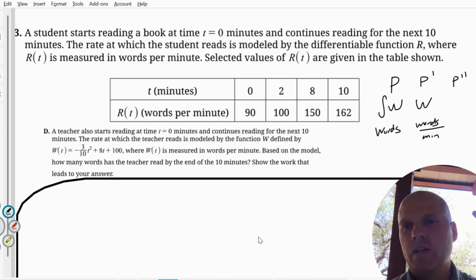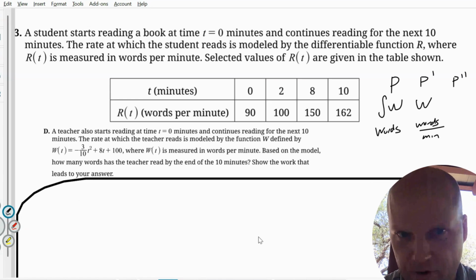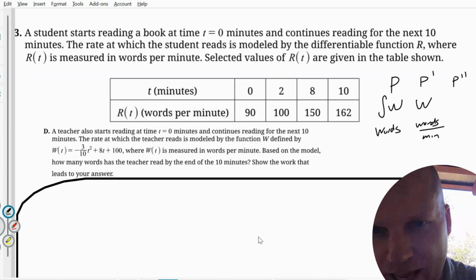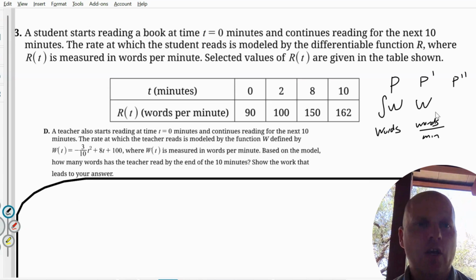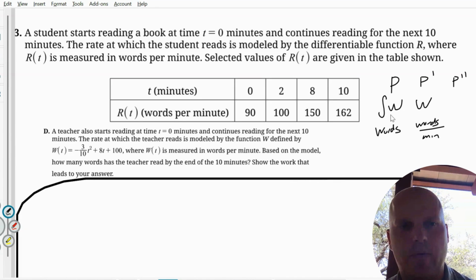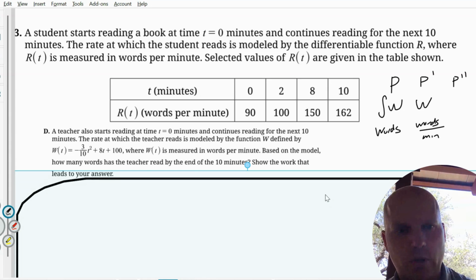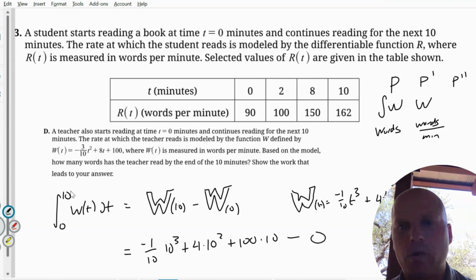Moving on. A teacher also started reading. The teacher read at a rate W in words per minute. How many words has the teacher read by the end of the 10 minutes? So I guess maybe the fact that they didn't ask it for C, they are kind of asking it here for D. W is in words per minute, which means if you accumulate W, you get words. We want to accumulate W from 0 to 10, but we don't have our calculator. What are we supposed to do?